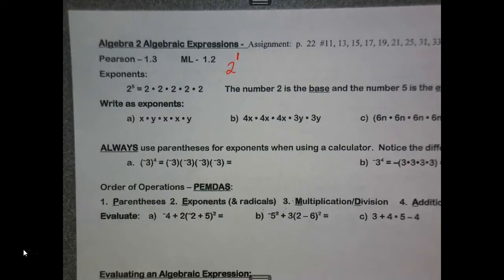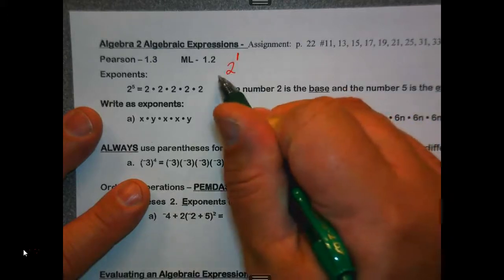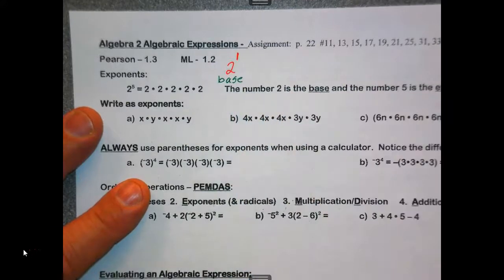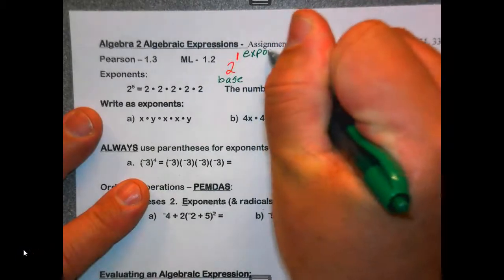It's almost double work. You have to write a number twice. So every number technically is a power. A power is nothing more than a number raised to an exponent. The number 2 is the base of the power. The number 1 is going to be our exponent of the power.